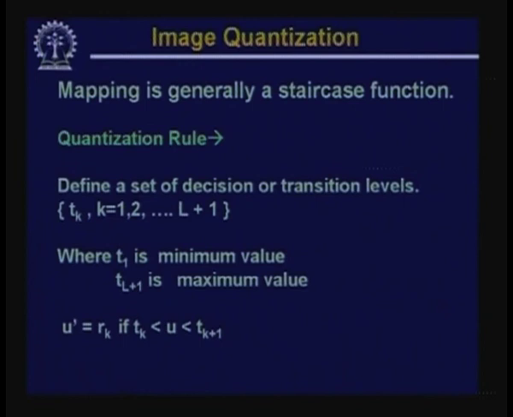And you also define a set of the reconstruction levels, that is R k. So, what we have shown in the previous slide, that the reconstructed value u prime takes one of the discrete values R k. So, the quantized value will take the value R k if the input signal u lies between the decision levels T k and T k plus 1. So, this is how you do the quantization.